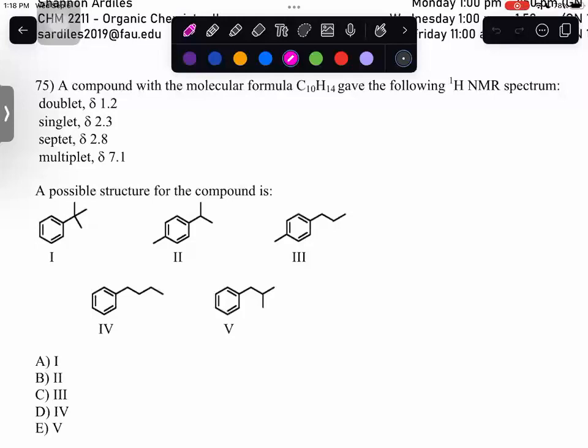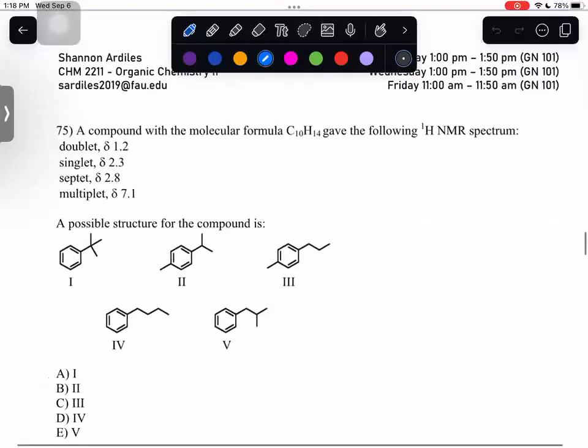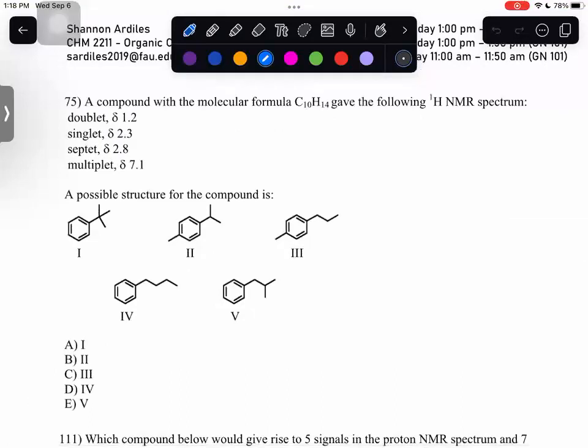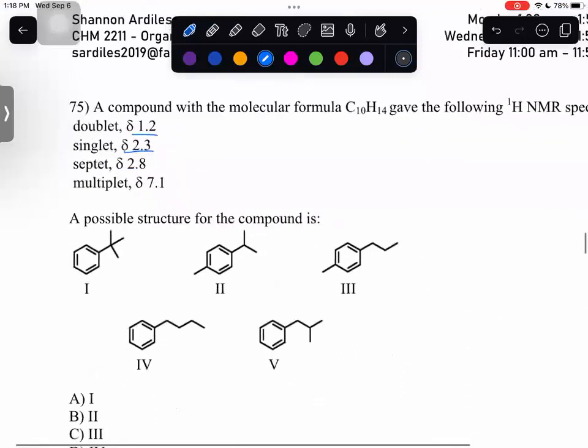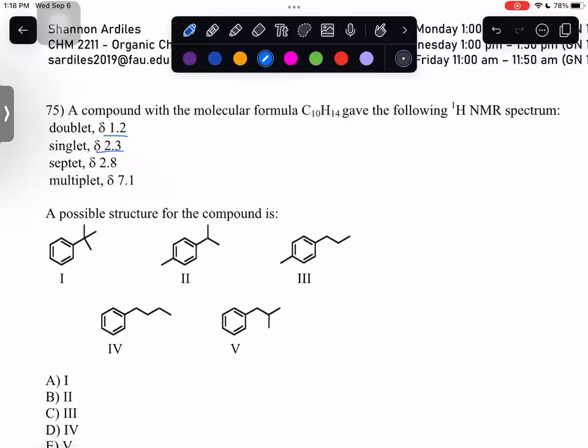Okay, I see some yes. So I'm going to do it. Okay, so this question, first of all, we're just given the data plainly written down. We have 4 signals only. They're giving us the multiplicity and the approximate chemical shift. So the first thing you can do is start crossing out whatever molecules don't have 4 signals. Really easy to cross out.